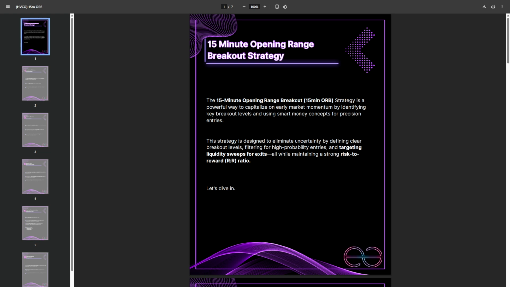Typically, on all of my 15-minute ORB breakout trades, I want to at least have a 1 to 2 RR, or risk to reward. That's typically my minimum RR. Yes, sir, I am recording it for you guys. I'll post this after. So I'm typically targeting a 1 to 2 risk to reward.